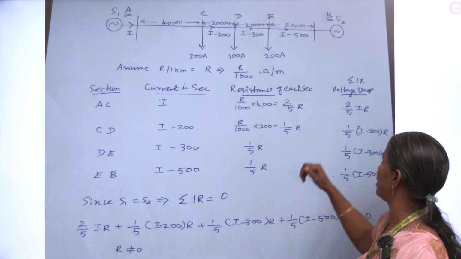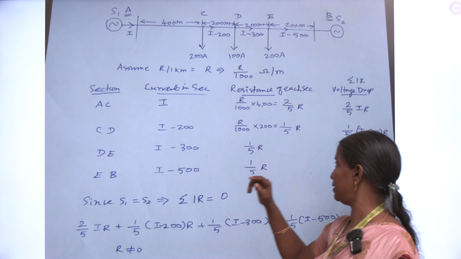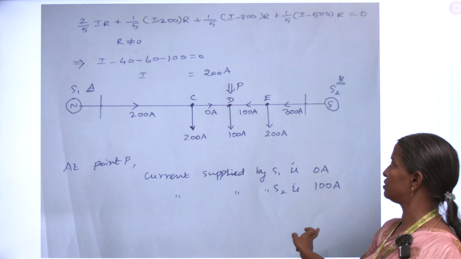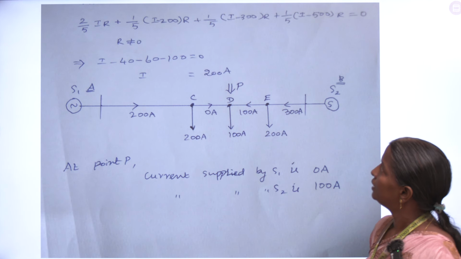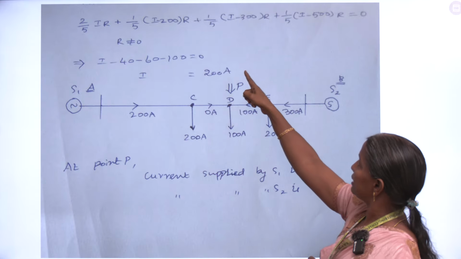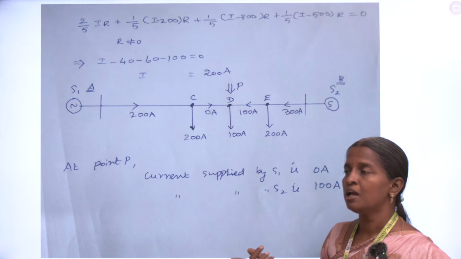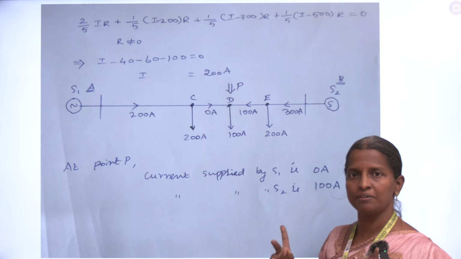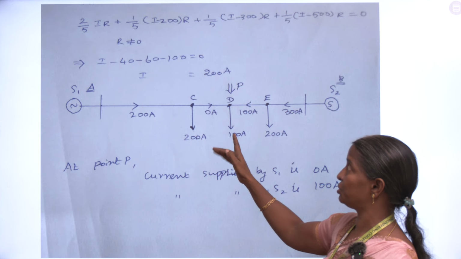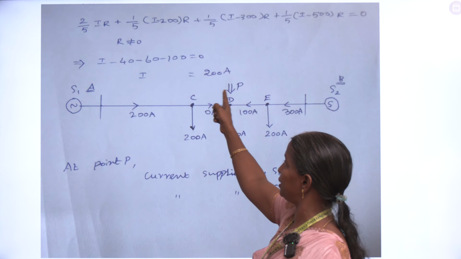How to find out the sigma I into R? Already we found the voltage drops. You have to add them. This symbol represents a summation. So add them and equate it to 0. If this equation multiplied by R is equal to 0, then R is not equal to 0, because it is a resistor. If you take any wire or anything else, it will have some resistance value, that is, it will oppose the flow of current. So R should not be equal to 0, and the remaining portion must be equal to 0. So equate it to 0 and find out the current value.